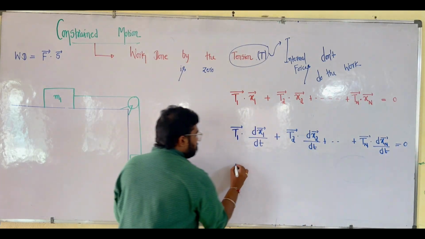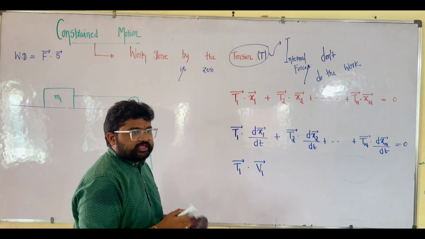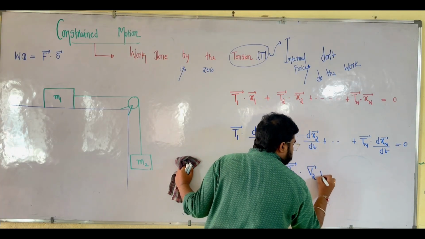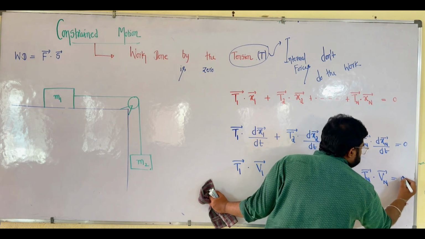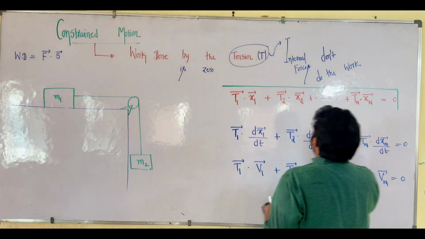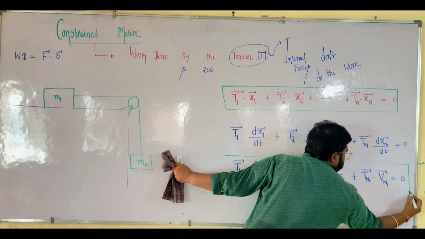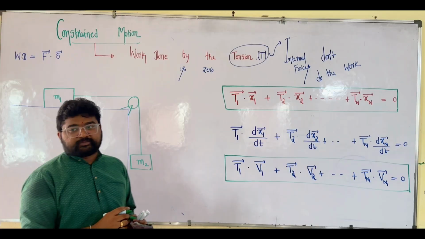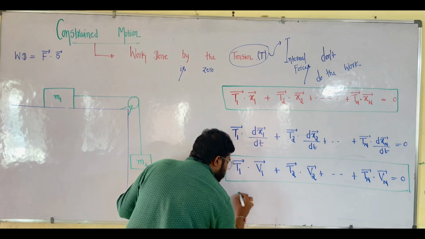We can write it as T1 bar dotted with velocity V1 bar plus T2 bar dotted with velocity V2 bar and so on up to Tn bar dotted with Vn bar. That is equal to 0. Okay? That is equation number 1. Equation number 1 is obtained from the general equation of constrained motion. For constrained motion, this is equation number 2. If they are asking the velocity of the blocks, then we need to utilize this equation. Next, if we differentiate this again, what do you get?